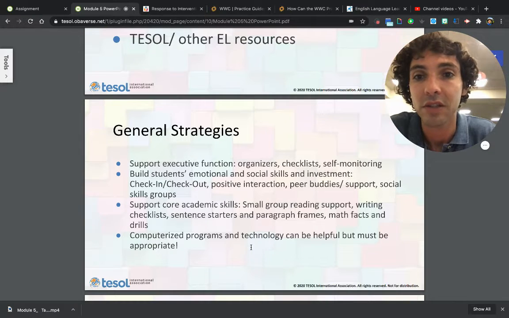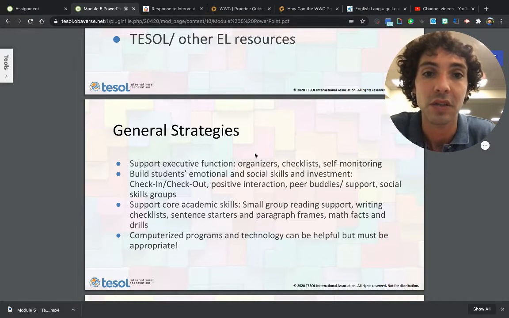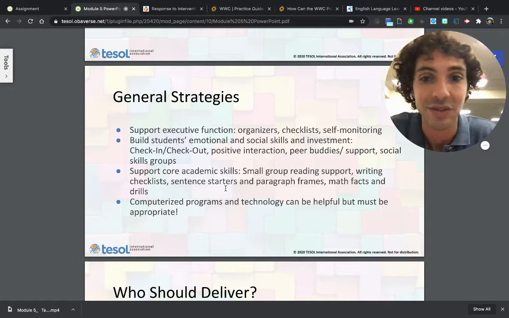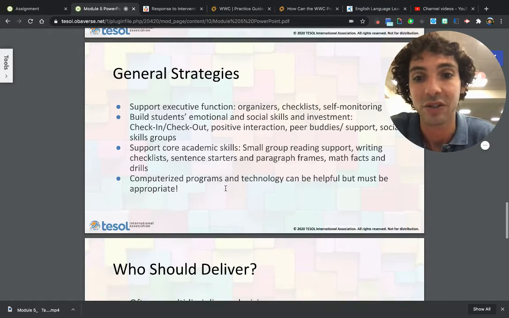The main strategies revolve around executive functioning. These are organizational skills, checklists, self-monitoring. These are strategies you can use in your projects as well. Building emotional and social skills, checking in, checking out, interactions, supporting academic skills, of course, and of course using technology.